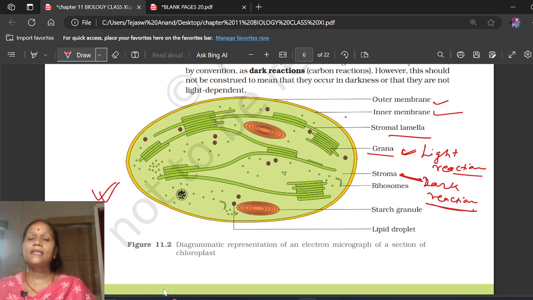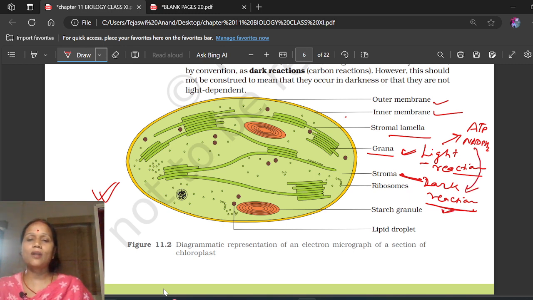We don't call it a dark reaction because it occurs in absence of light. Don't think that. लाइट रिएक्शन के दौरान जो प्रोडक्ट्स बनते हैं, लाइट रिएक्शन के दौरान एटीपी बनेगा, NADPH2 बनेगा, तो these products will be utilized in the dark reaction, so it is called the dark reaction.